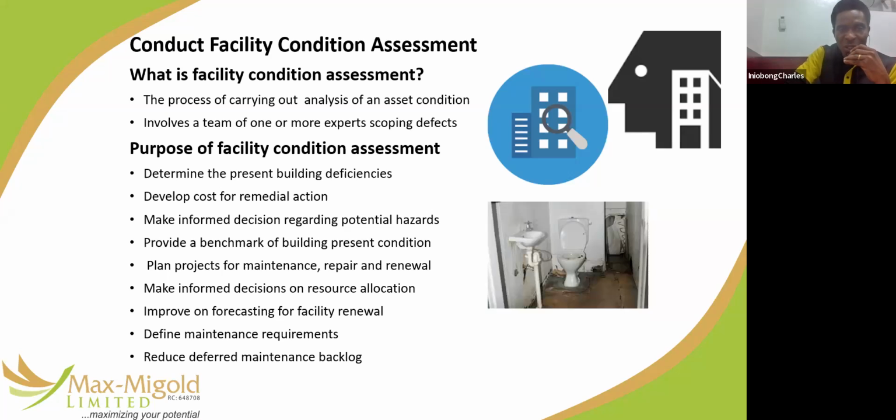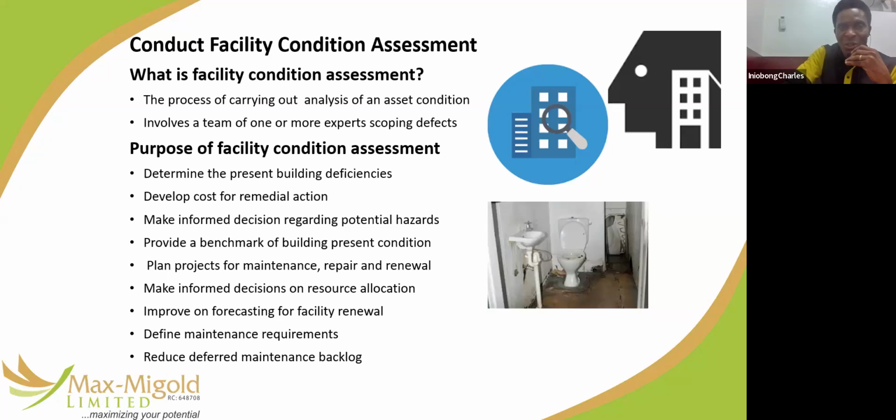Make informed decisions regarding potential hazards. Provide a benchmark of the building's present condition. From historical analysis or data available to you, you'll be able to say, okay, for a building of this condition, this is what is expected. This is what we can do. Plan projects for maintenance, repair, and renewal. Make informed decisions on resource allocation. Improve forecasting for facility renewal.